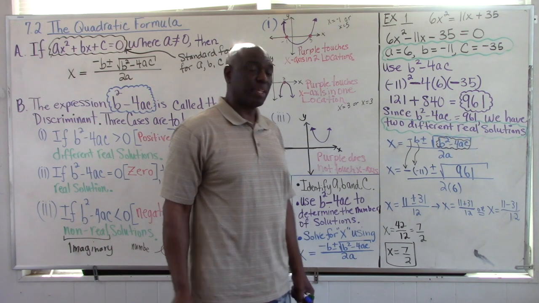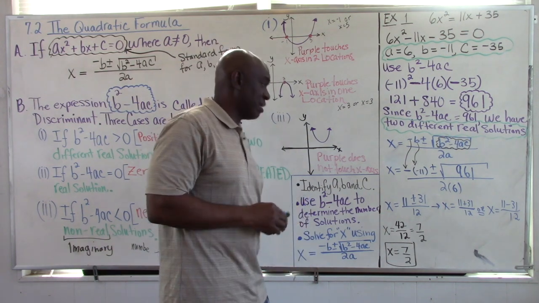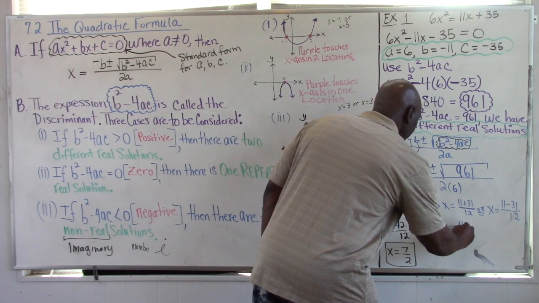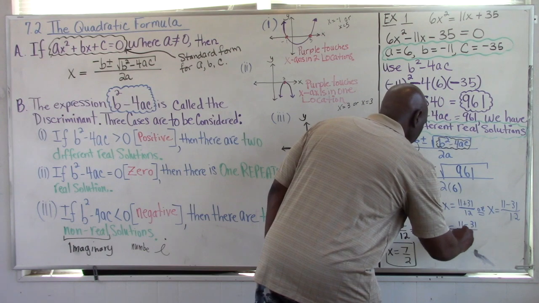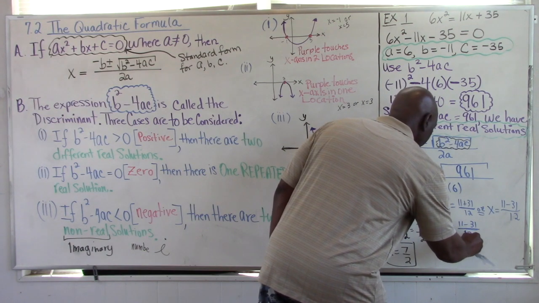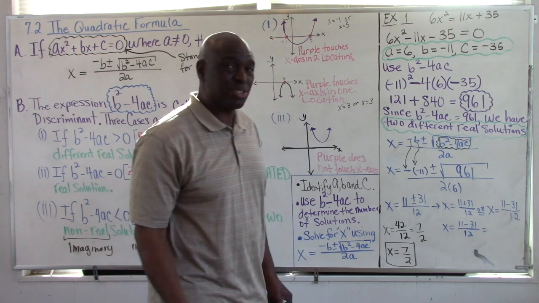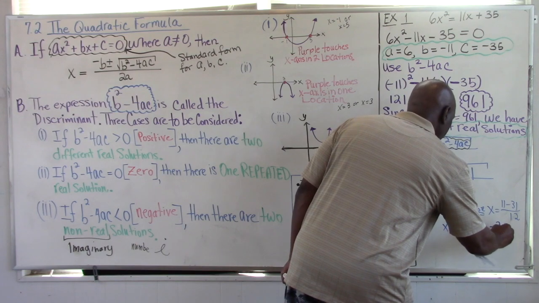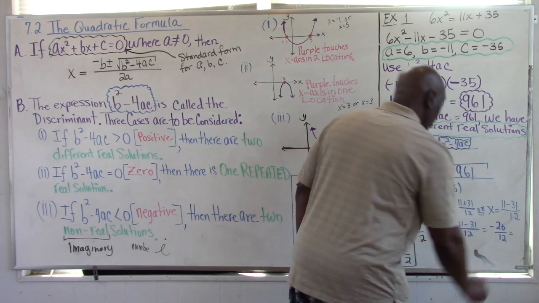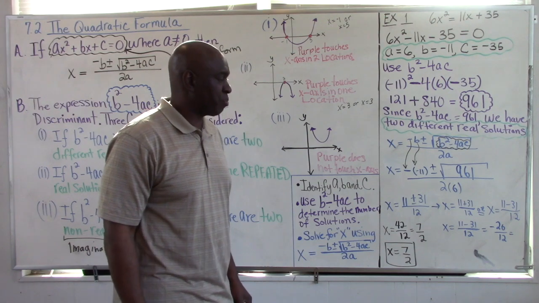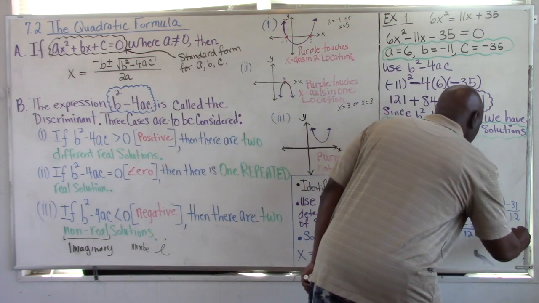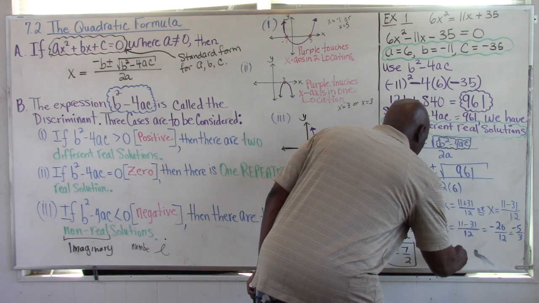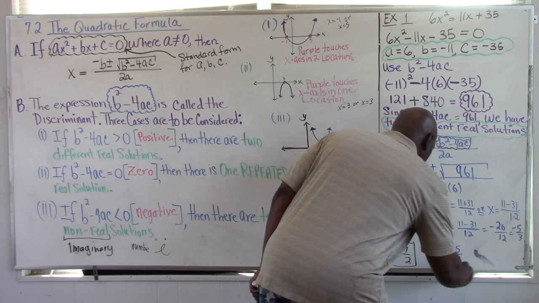That's 1. Now take a look at the minus: x equals 11 minus 31 over 12, which is, 11 minus 31 is negative 20. Negative 20 over 12, which equals, you can reduce both of those by 4, negative 5 over 3, and there you go. X equals negative 5 divided by 3, and there you have it.